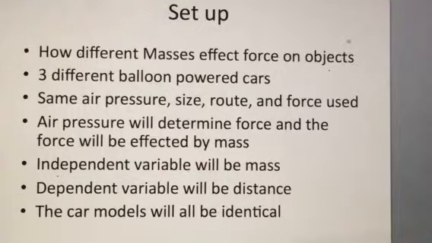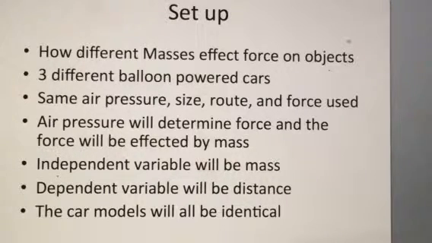The setup for this experiment was relatively simple. The goal was to find how different masses affected forces on objects, and therefore affected the distance of the objects. I would use 3 balloon-powered cars, all identical, but with identical pressures. They would have the same air pressure, the same size, the same route they would be let go on, and the same force would be used by checking the pressure in the air balloons.